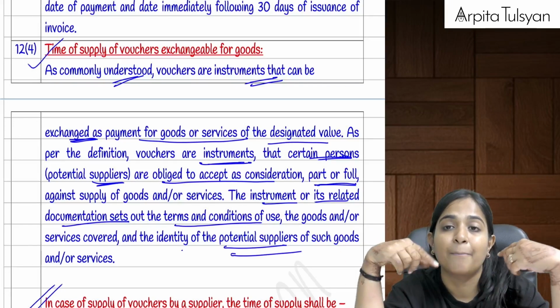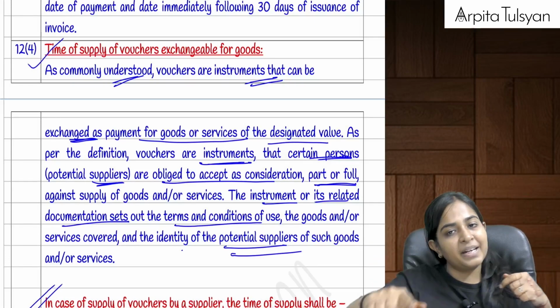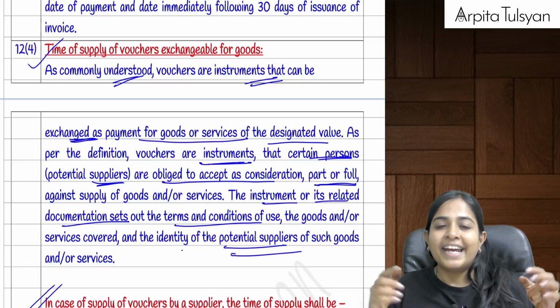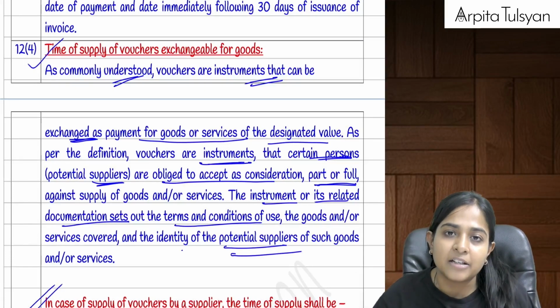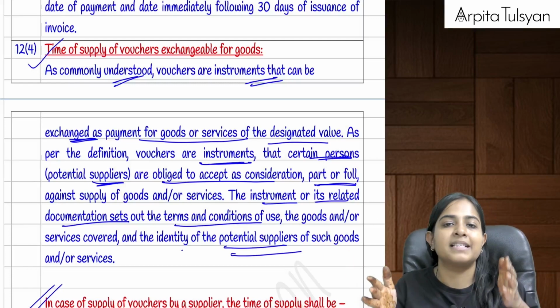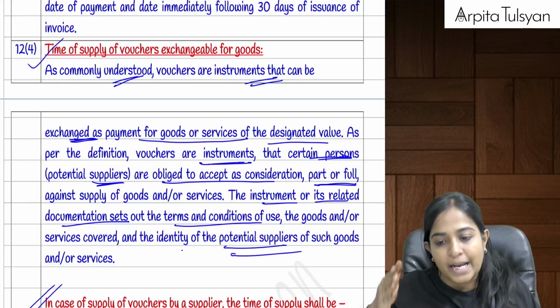So can we say there is a supply of voucher by the supplier to that company? Yes, and the company would have paid a cost for it. Employees might be getting it for free, but the company has incurred a cost for it. So can we say the company becomes the recipient and the supplier of the coupon becomes the supplier? So in that case, what will be the time of supply?